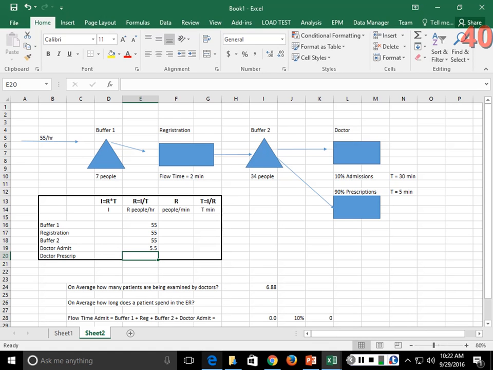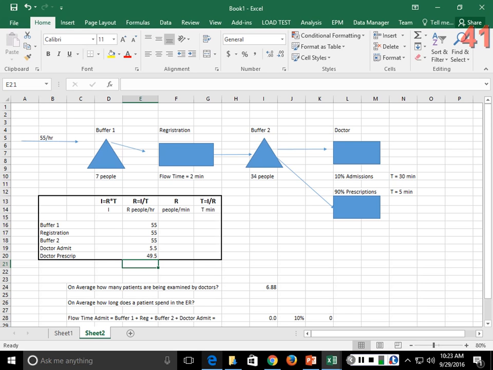Spencer, what about how many are going through the doctor prescription? 49.5. Right, you can do that in two ways. You can take 55 minus 5.5 or 55 times 90%, right? All right, so now you've got your throughput for every step. And in almost every problem that you're going to do in this class, you're going to be given the throughput, right? So that's why I would always start there, because then you eliminate some other information.